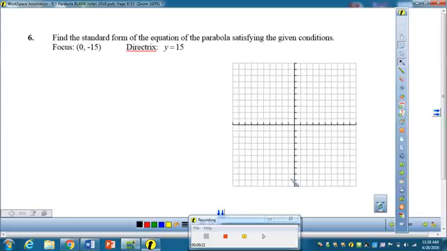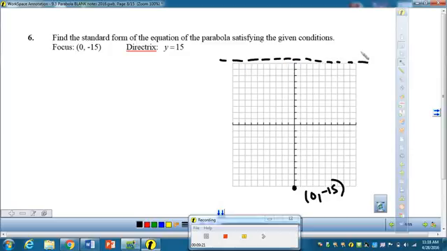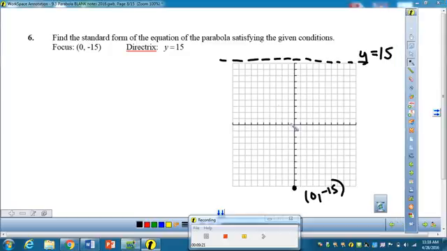Let's try this next one. So this time, the focus that they give us is a y value, negative 15. And our directrix, somewhere up here, is the horizontal line y equals positive 15. So our vertex is going to be halfway between the two at 0, 0. This one is going to open downward. It's going to open toward the focus.